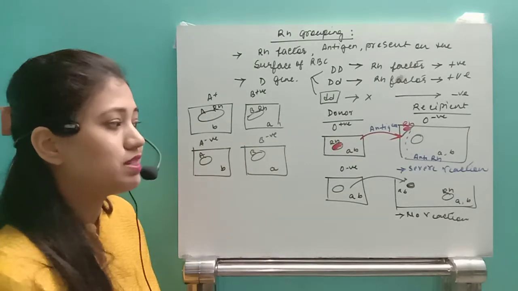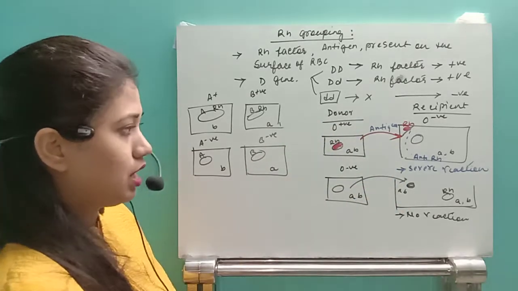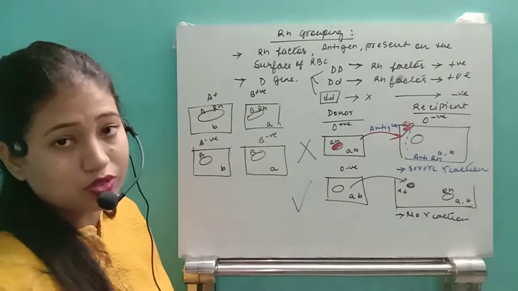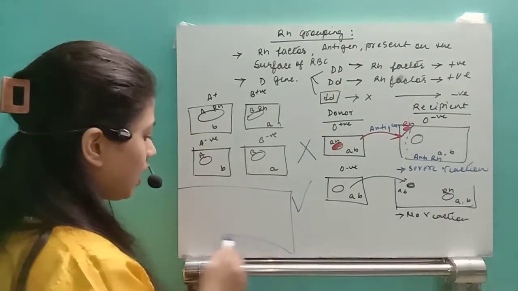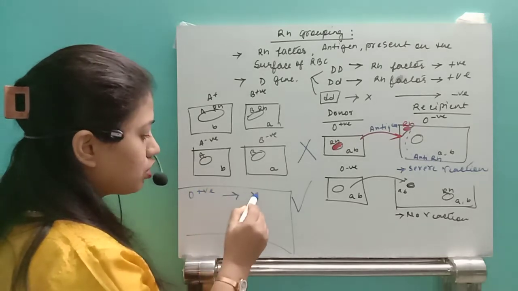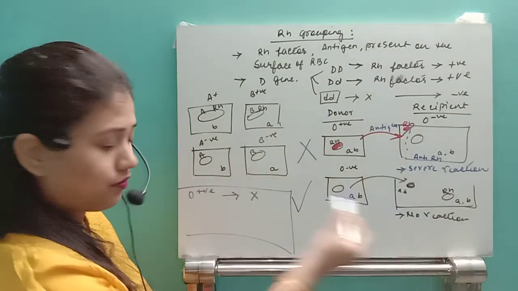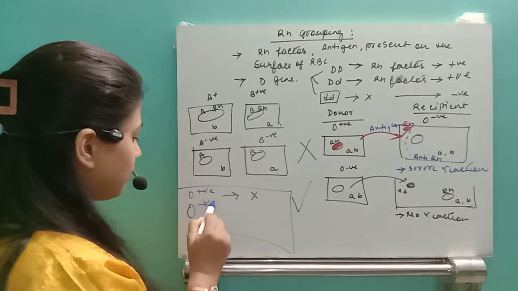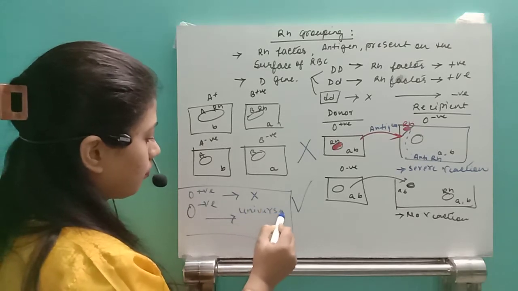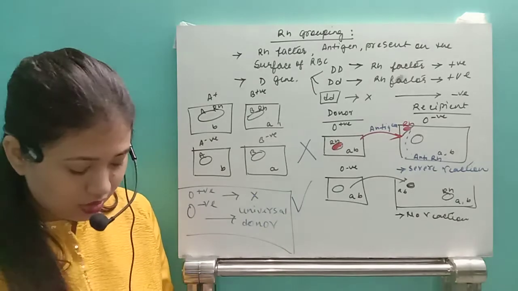Now after that we will see the transfusion. One transfusion we have seen here, that means this transfusion is not possible, and this transfusion is possible. From here we can understand that O positive is not a donor. He cannot donate blood to the O negative individual itself, isn't it? But the O negative individual is the universal donor. Remember that.